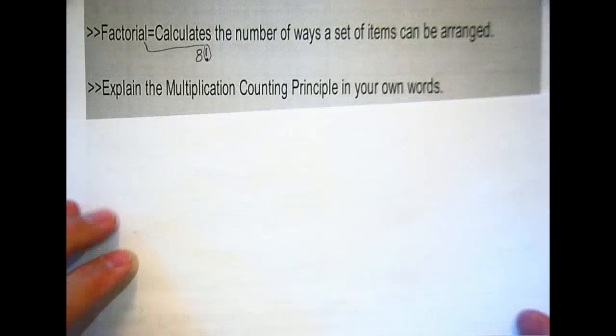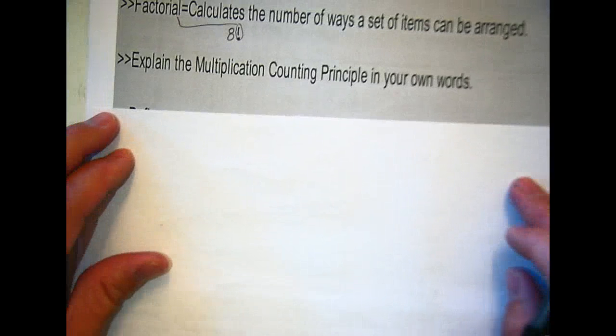Okay, next step. I want you to explain what the fundamental counting principle is in your own words. Sorry, you'll hear it as fundamental counting principle sometimes, but multiplication counting principle. It's in your book on page 38. Explain what it is in your own words. All right, so what is the multiplication counting principle? Cool. It's like the way that you figure out how many different ways there are to make a selection.